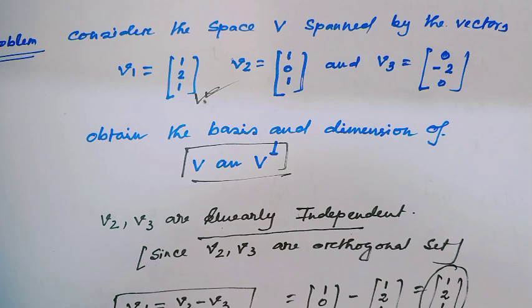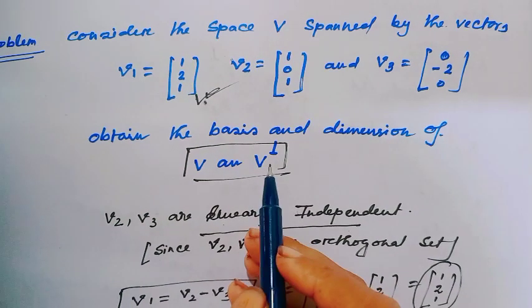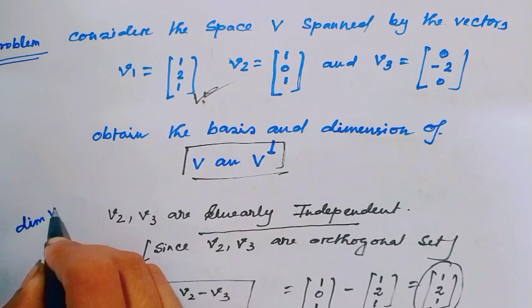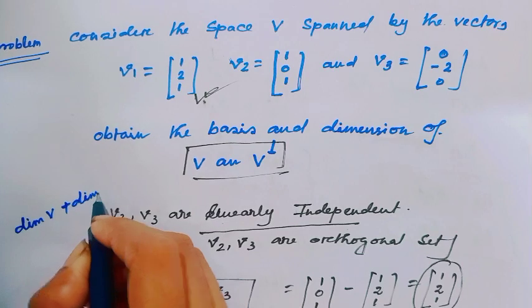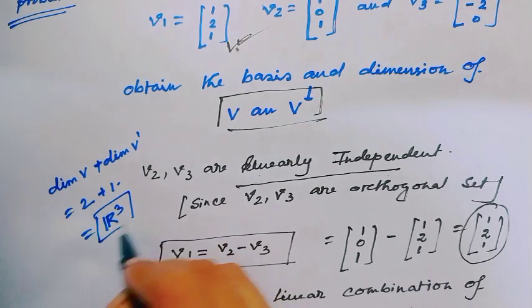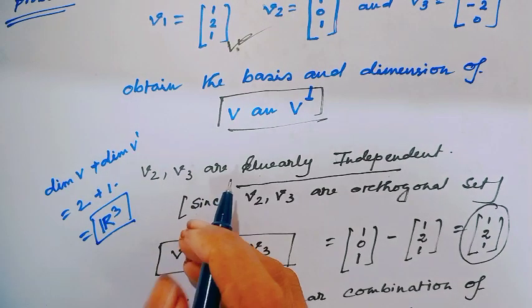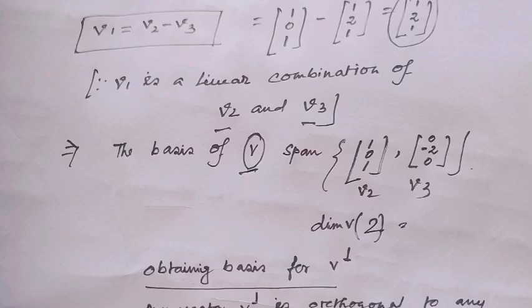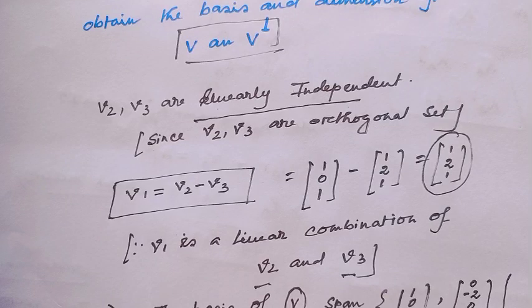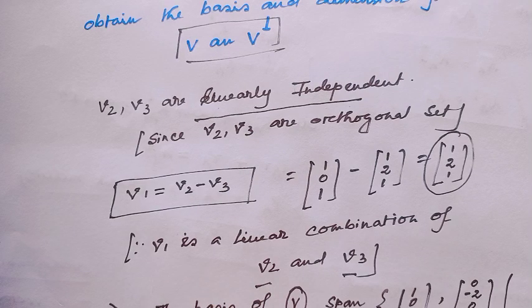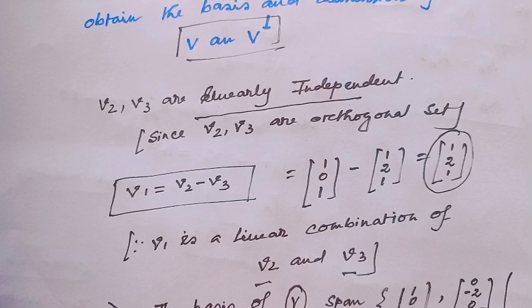Any vector space is spanned by the basis of V and the basis of V bar. That means the dimension of V plus the dimension of V bar equals 2 plus 1 equals 3. This is actually R3. That means here the vector space is R3. This topic I had discussed elaborately in my previous video. I have just reviewed this topic again because it is very important for any competitive exam, and not only competitive exams, but also for higher study.